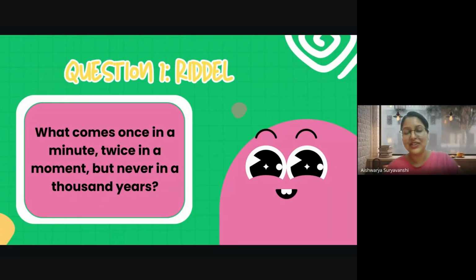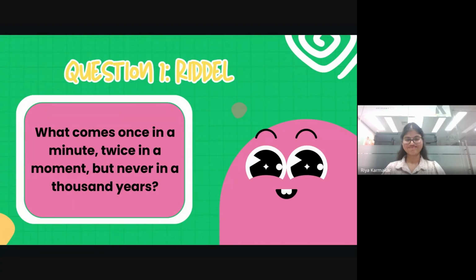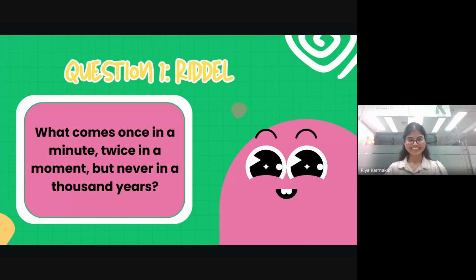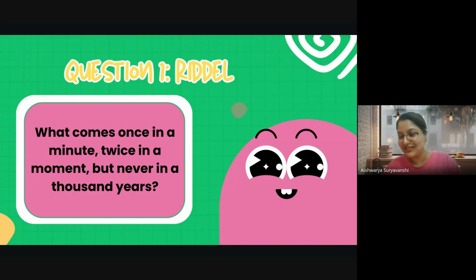So this is our question number 1. It's a riddle. What comes once in a minute, twice in a moment, but never in 1,000 years? So teachers, okay, Harshita ma'am says it's M. We have another answer that says M.